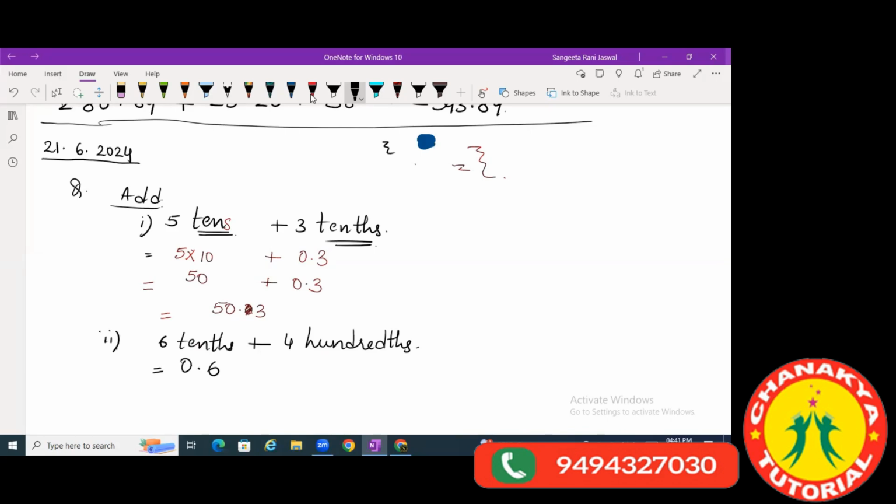Do stepwise, okay? Don't just directly give the answer. You must always, in your school also, do stepwise. You have marks for every step. Ma'am, 0.6 plus 0.04. Okay. Now when you add it, then you get 0.64. Okay.